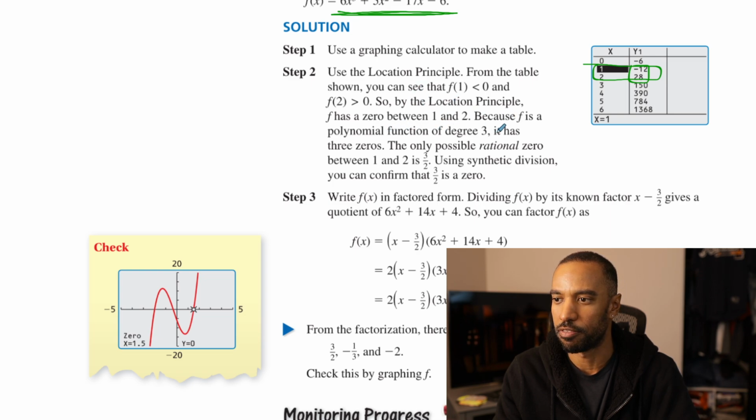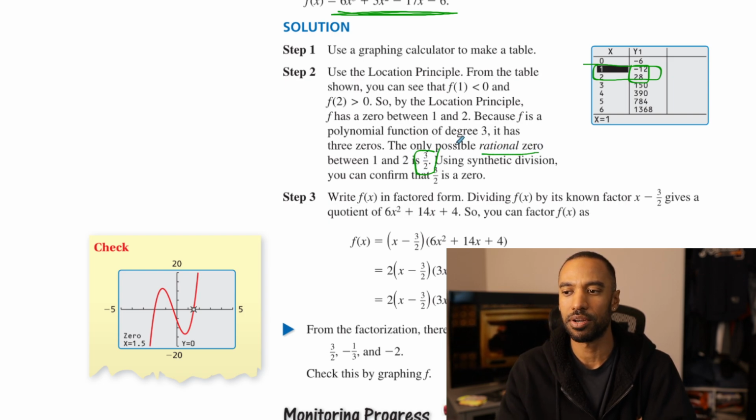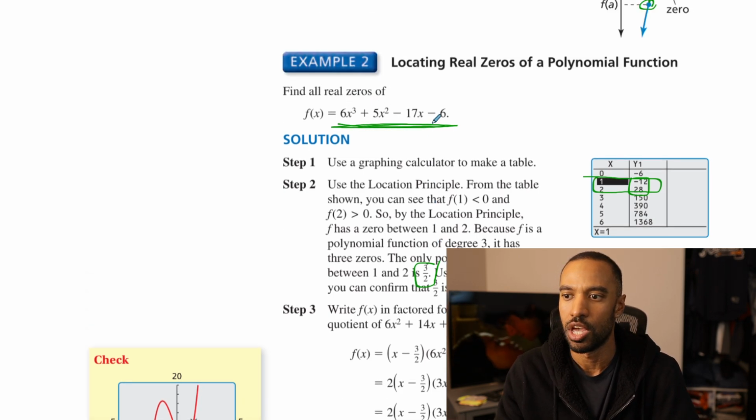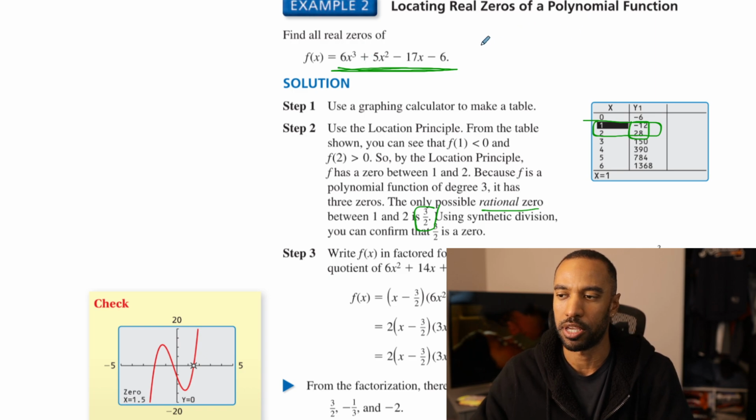Because f is a polynomial function of degree 3, it has 3 zeros. The only possible rational zero between 1 and 2 is 3/2. So the idea here is we're going to use synthetic division on this. We can use our p's over q's. 3/2 is the only number that appears in our set here.